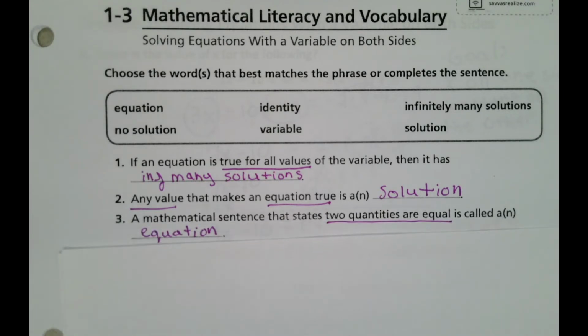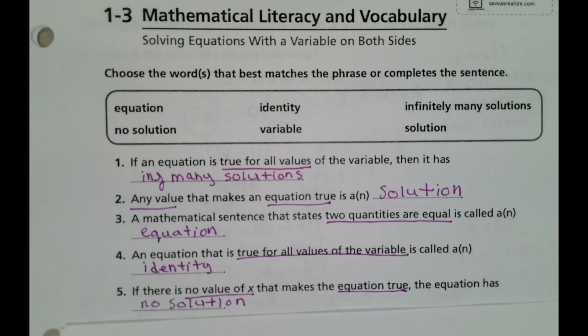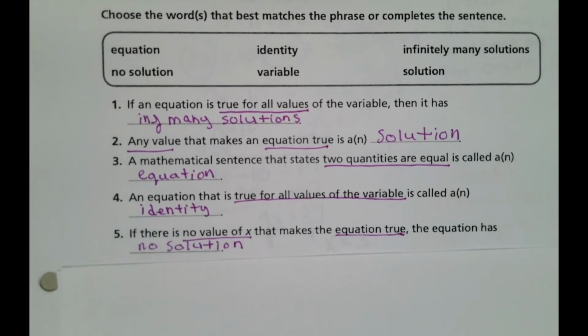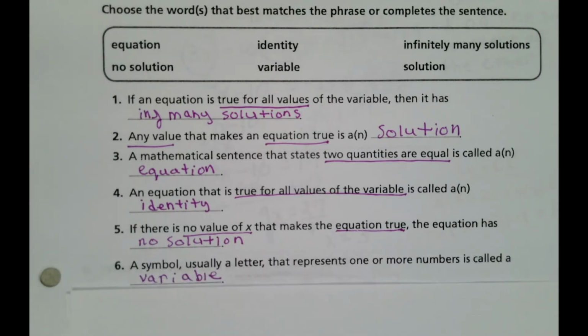A mathematical sentence that states two quantities are equal is an equation. An equation that's true for all values of the variable is an identity. And if we have no value that makes it true, we have no solution. And last but certainly not least, a symbol or a letter that represents one or more numbers is a variable.